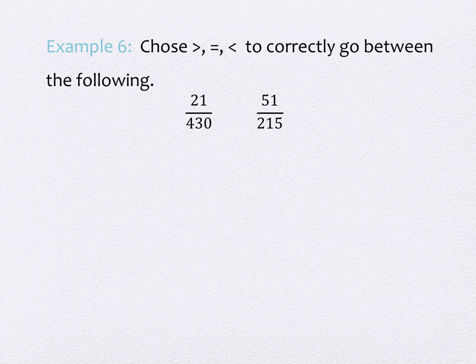What do you notice about these two denominators? Can you see something nice? Yeah, one of them is a multiple to get the other one, right? So one of them is 215, right? 215 times 2 is 430. So this particular one works really nicely to get a least common denominator as well.